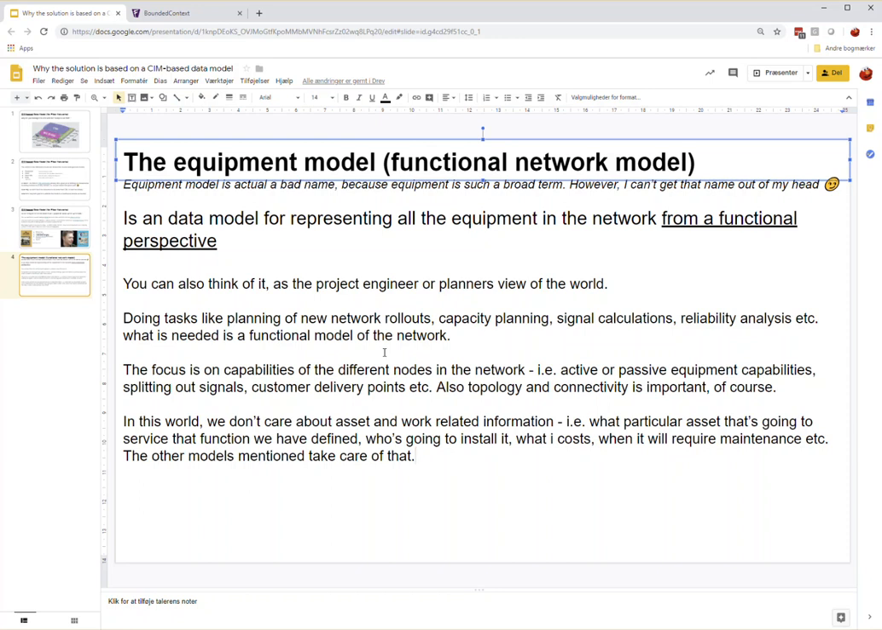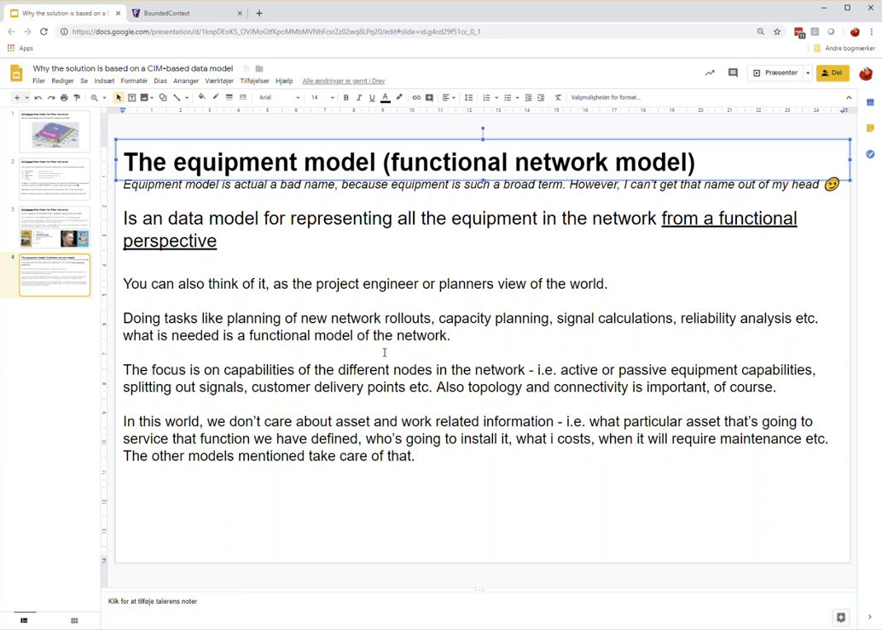And the reason you want that is because it's so extremely important, because that's a model you will use to take decisions from, a lot of decisions in terms of designing the network and expanding the network and doing different types of calculations. You can think of it as an abstract mathematical model, basically, of a utility network.